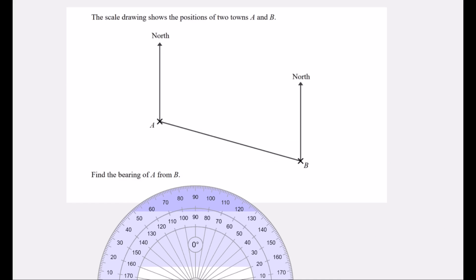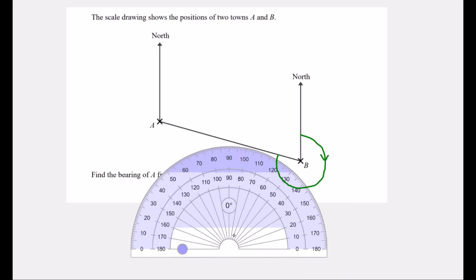Question 15. The scale drawing shows the positions of two towns A and B. Find the bearing of A from B. So the bearing of A from B is this angle here. So it's a bearing. It's always measured clockwise from the north line. So we need to measure this angle here.